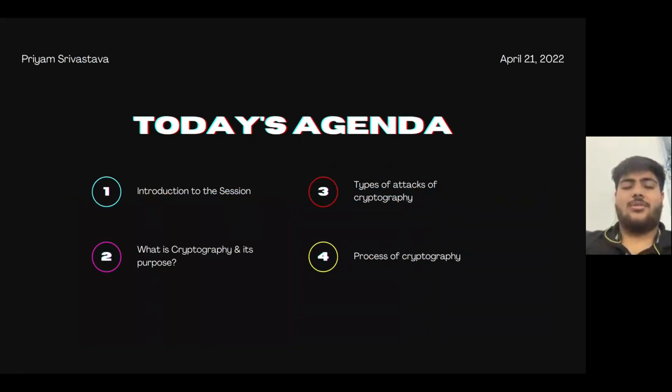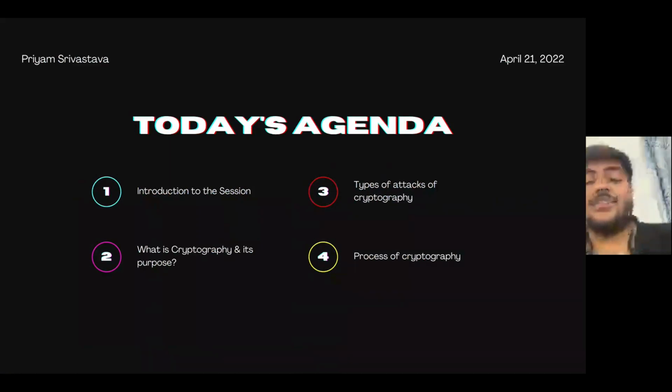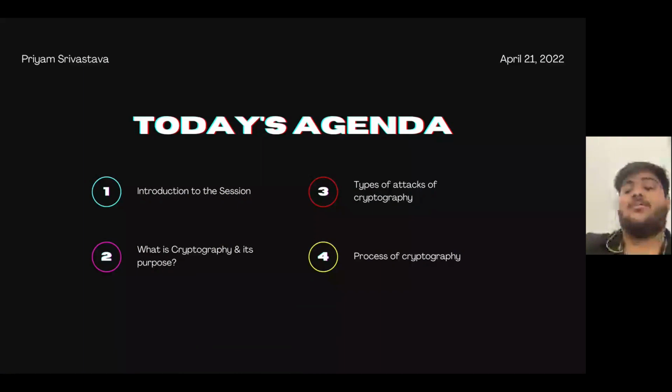So today's agenda: what are we going to discuss today? It will be an introductory session on cryptography. We will also cover cryptography and its purposes, the types of attacks in cryptography, and the cryptography.